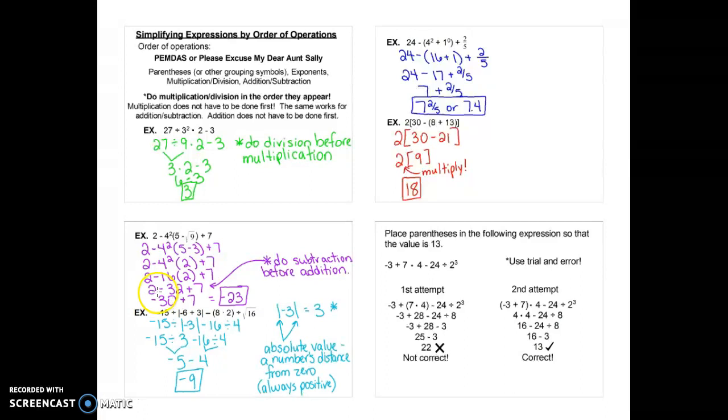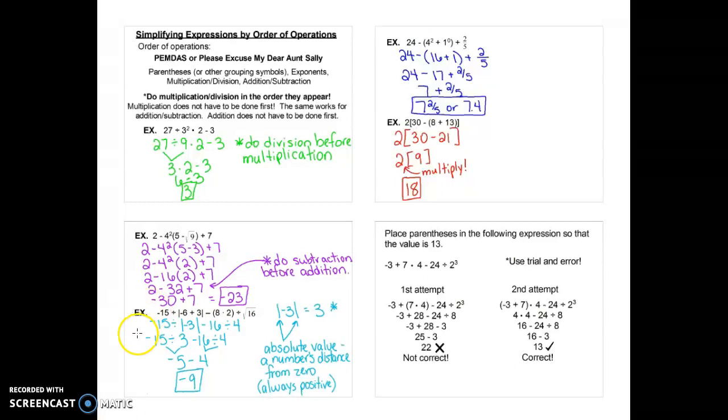Now, I have only subtraction and addition. Addition does not have to come first. You do them in the order that you see them. So 2 minus 32 needs to get done before this addition. So 2 minus 32 is a negative 30. Drop down your plus 7, and then negative 30 plus 7 is a negative 23.